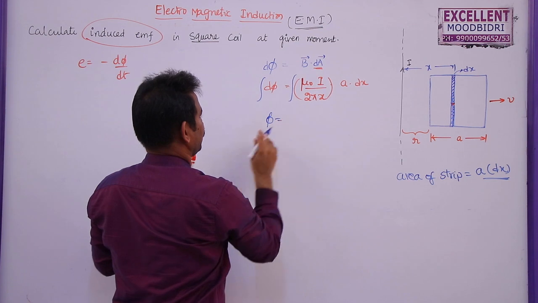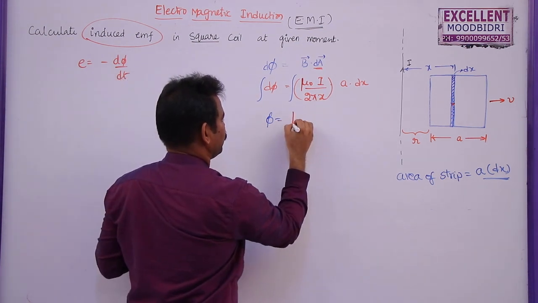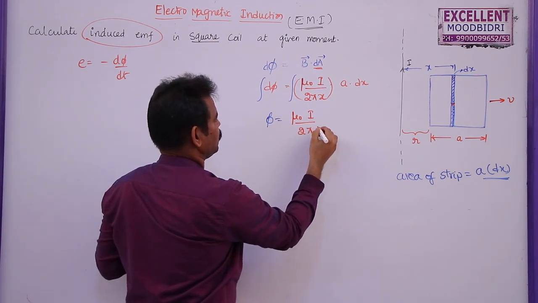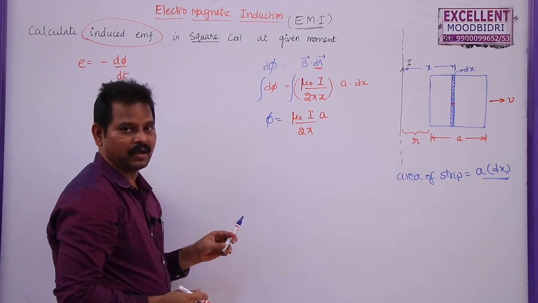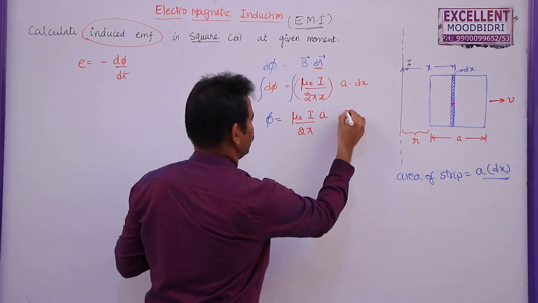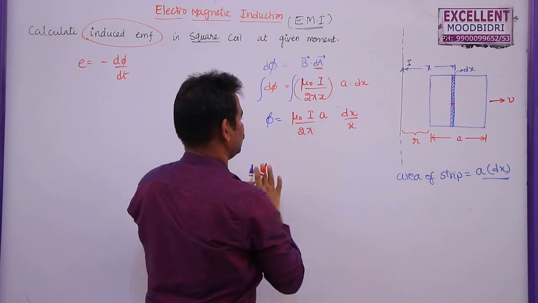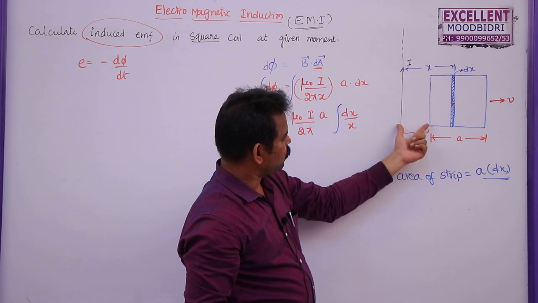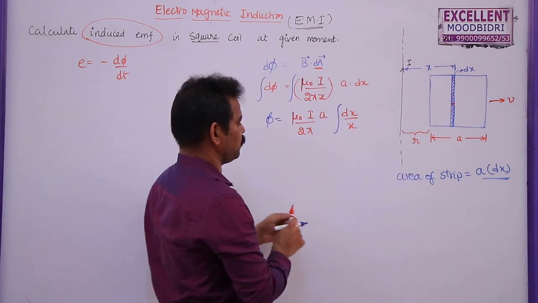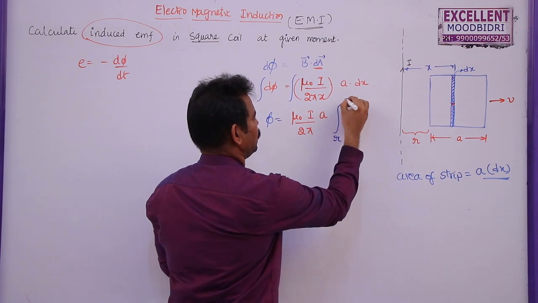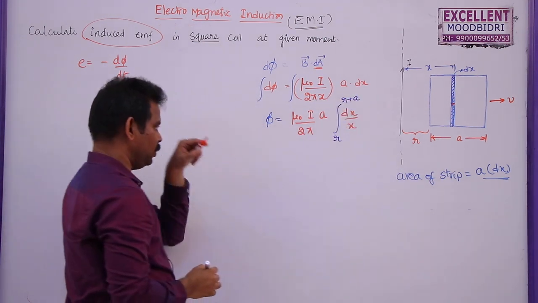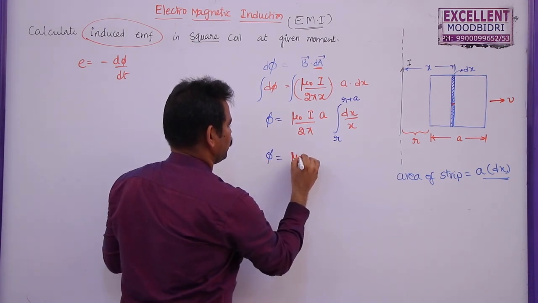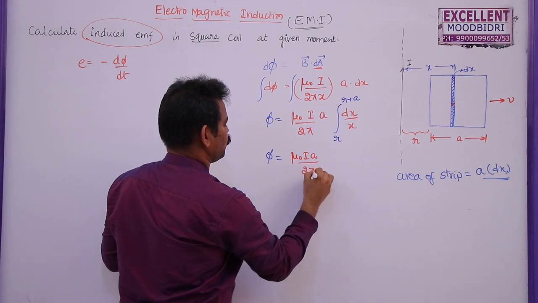The total flux is given by, bring the constant terms outside: mu naught is a constant, the current through the wire is constant, 2 pi is constant, the side of the square is also constant, and the remaining terms are dx by x with the limits. What is the minimum value of x here? The minimum value of x is r, the maximum value of x is r plus a. So here this is r, this is r plus a. These are the two limits here. So the total flux is given by mu naught I a by 2 pi.